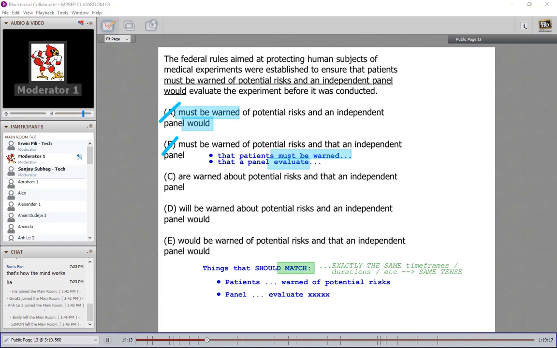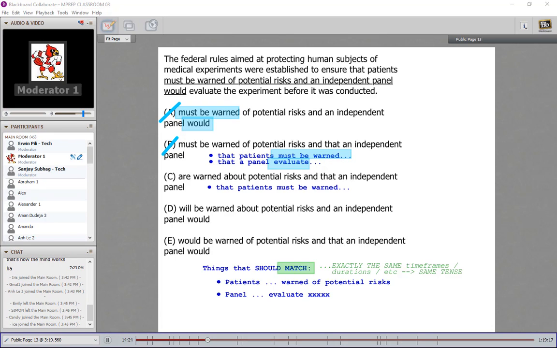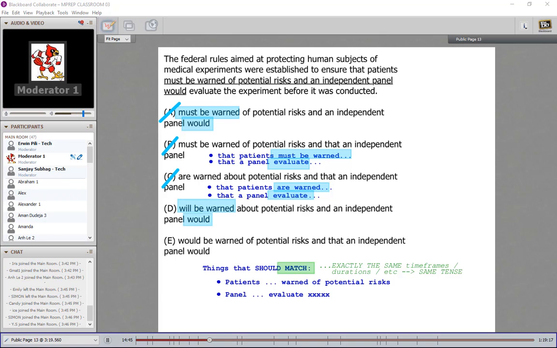Okay, this one, C's got kind of the same problem as B does. You've got that patients are warned, which is also incorrect by itself, and we'll talk about that in a moment. But then you also have that a panel evaluates. Again, these are not the same type of thing. These do not match each other. And then we have choice D, which nobody picked, so that's good. You have one will and one would. And then finally in E, it's perfect.